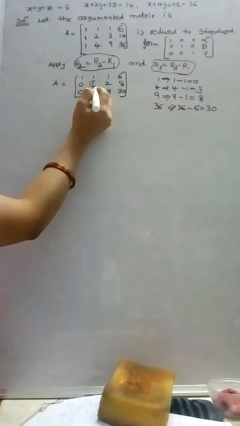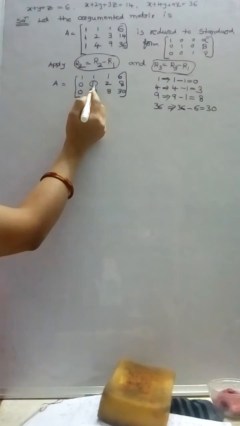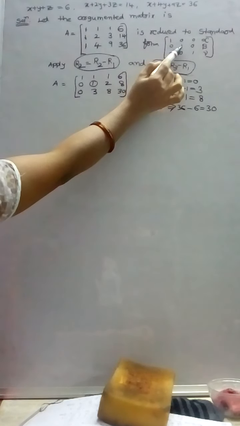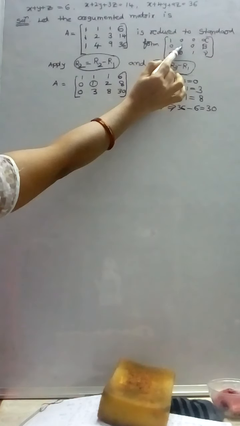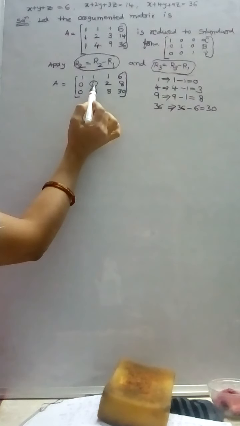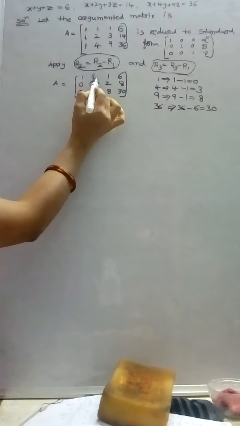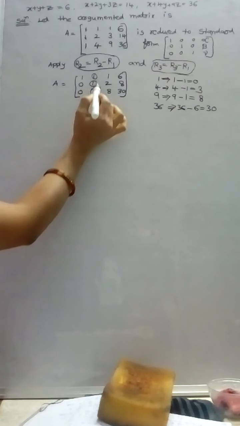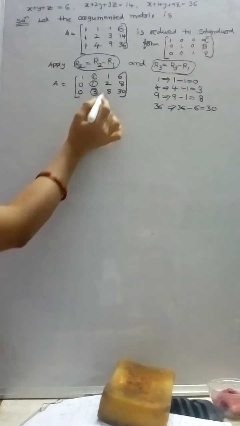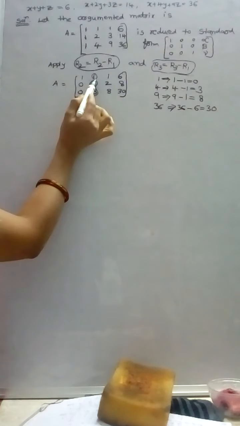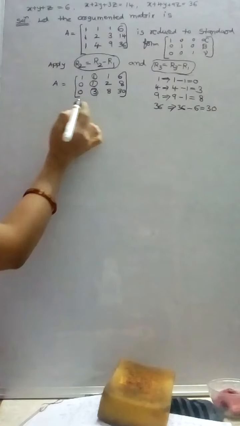Now we observe whether each element matches the standard form. The second row second element is 1, and in the standard form we also have 1 in that place, so this element has no change. Next, the first row second element and the third row second element should be equal to 0, so we make these two elements 0.